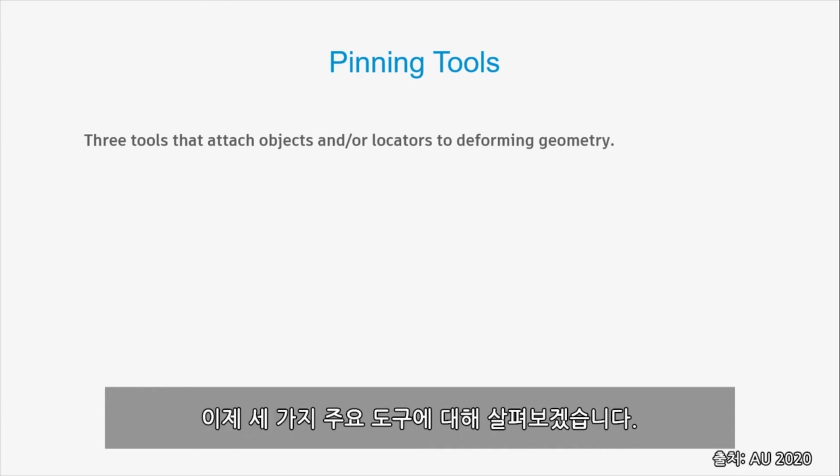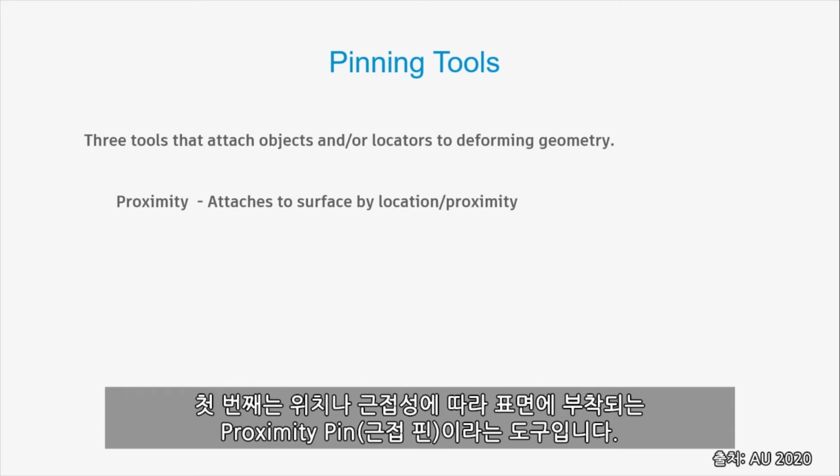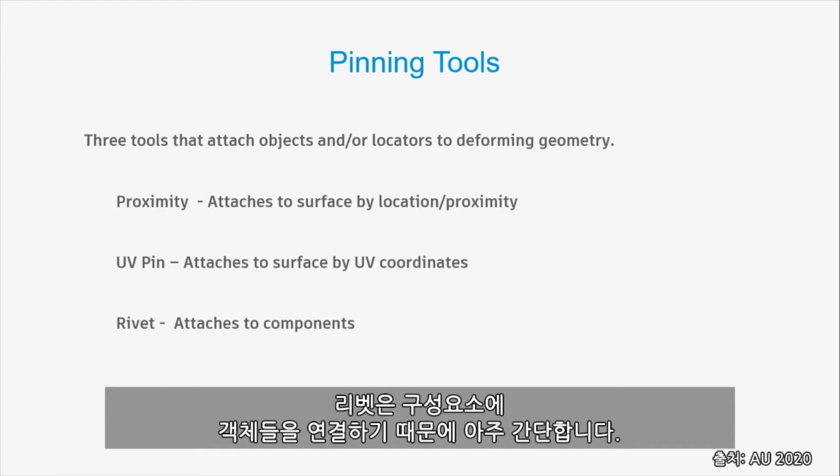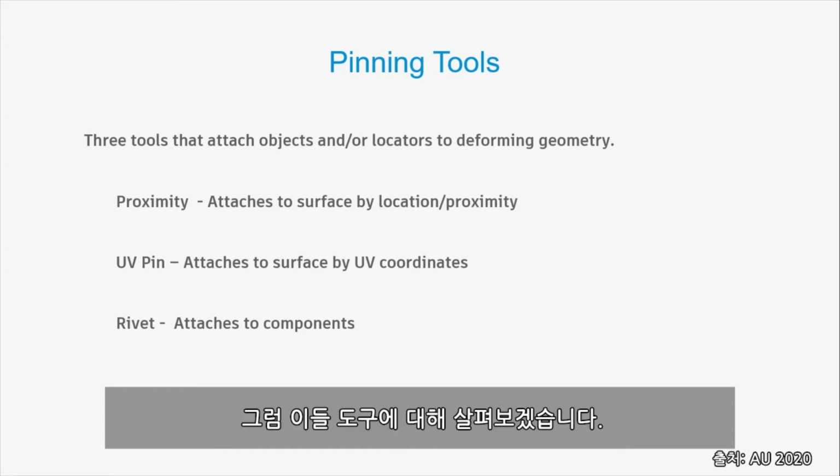Now, there are 3 main tools that we want to take a look at. The first one is called Proximity Pin. It attaches to a surface by location or proximity. UV Pin, it attaches to a surface by UV coordinates. And Rivet, it basically just glues things to components. So these are all fairly straightforward, so let's take a look at them.